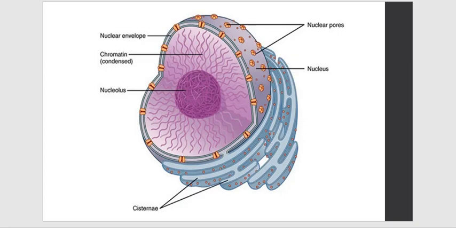This is the structure of a typical nucleus. As we can see here, this is the nuclear envelope. These are the chromatins. This is nucleolus. These are nuclear pores, and this is the nucleus structure. Around the nucleus, cisternae are present. That means this is the rough endoplasmic reticulum which is present around the nucleus.